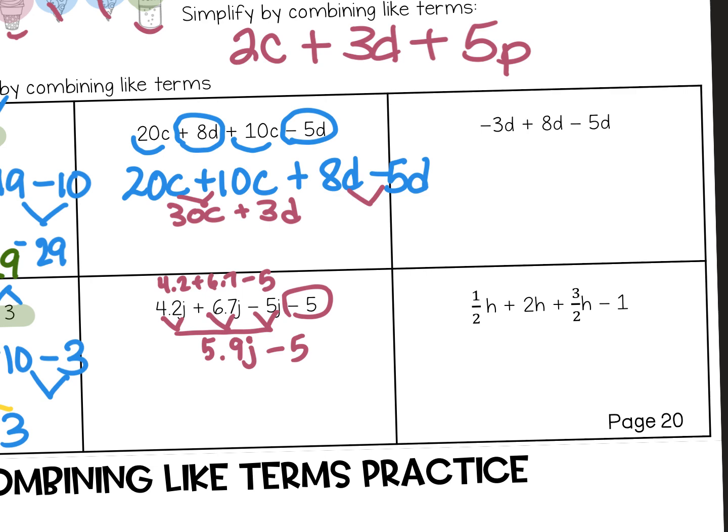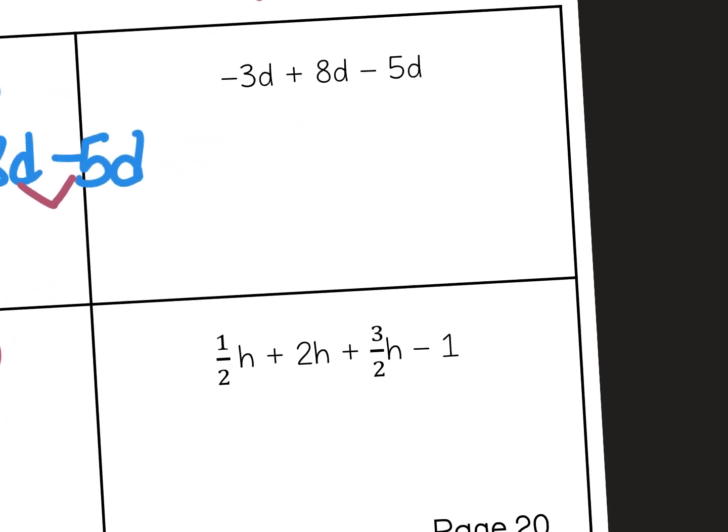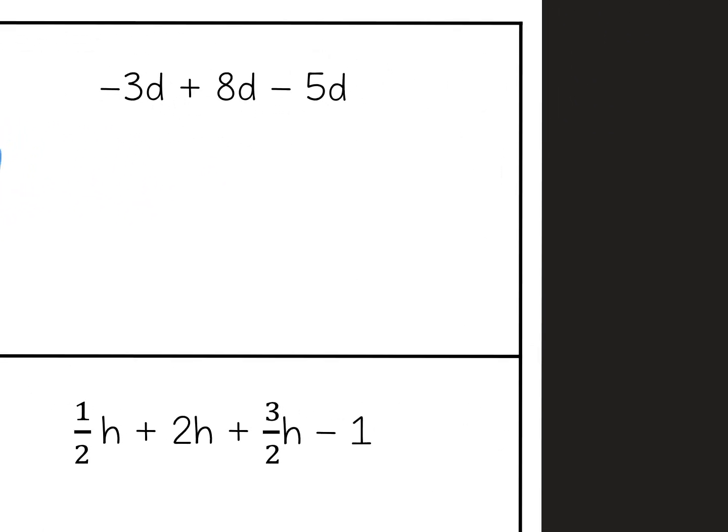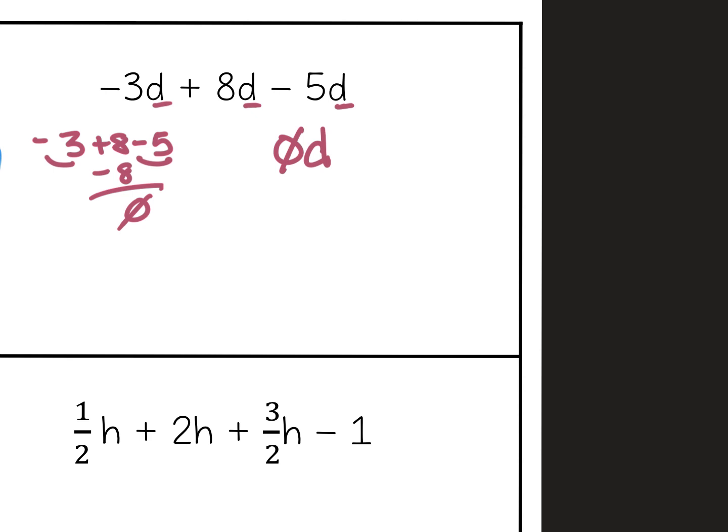Go ahead and pause for the next two as well, and then come back. This one will have you think you have done it incorrectly, because when I take -3 plus 8 minus 5, well, -3 and -5 makes a -8. So what happens there? It becomes 0. And if I have 0D, I have 0. It doesn't matter what D equals, the end result is going to be 0. 0 times anything equals 0. Go ahead and take a minute to pause and do the next one.